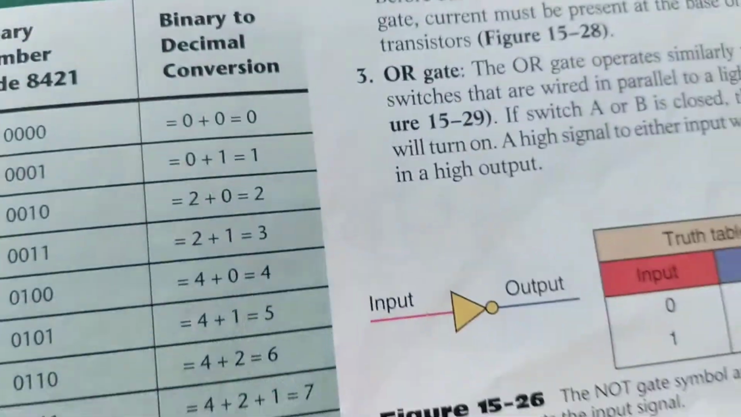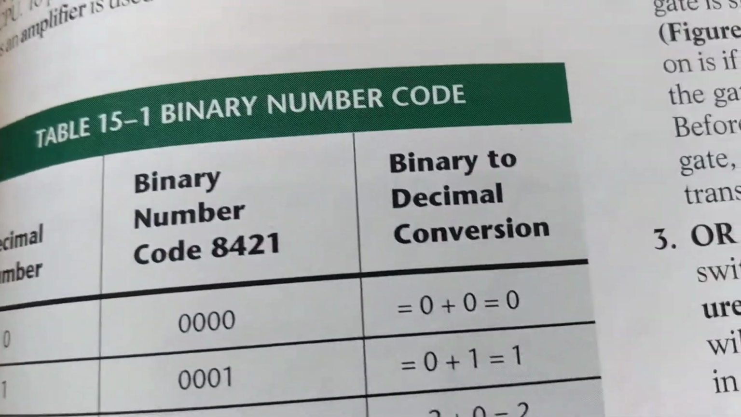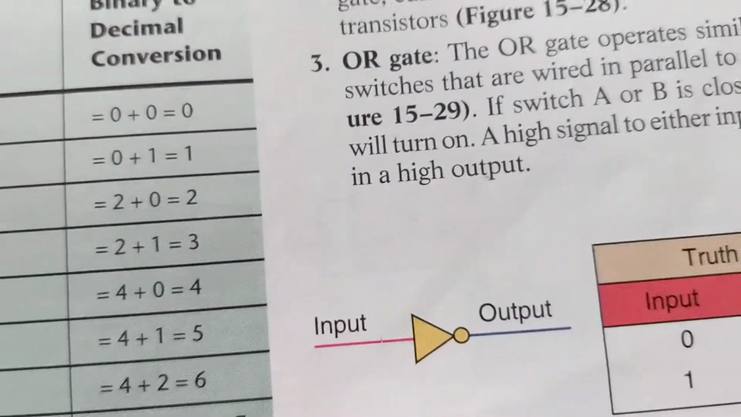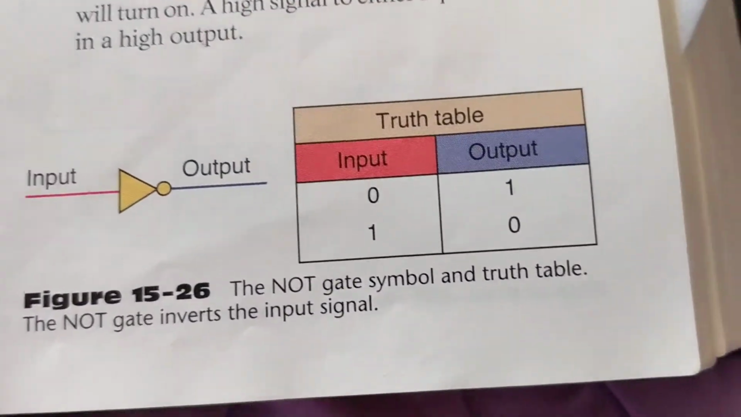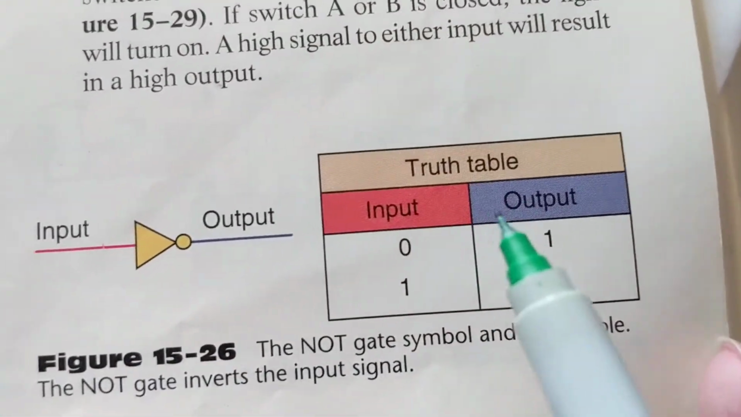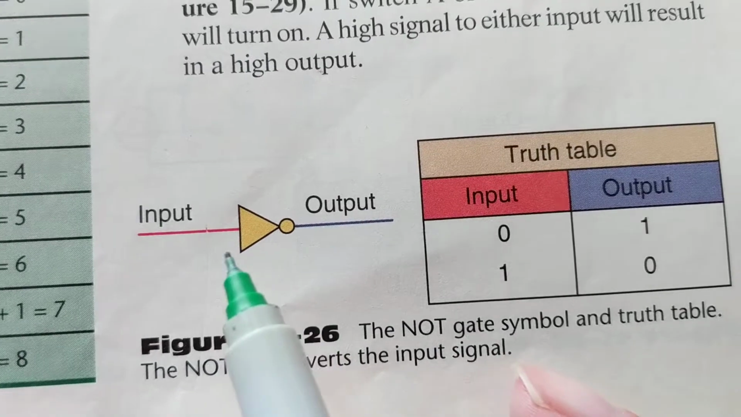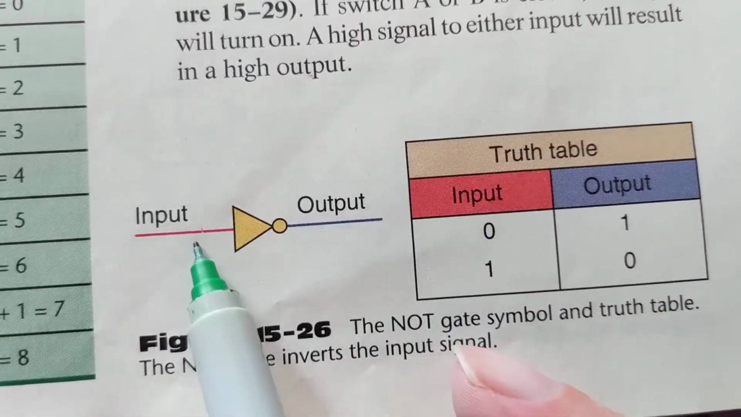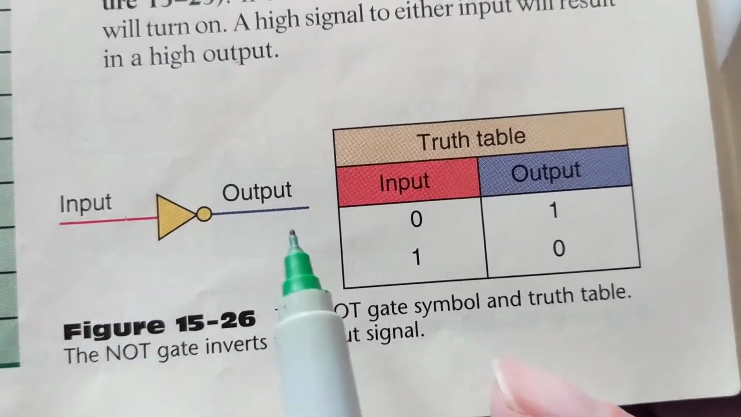Anyway, getting to what we were discussing over here. This is an input and output over here. This is a truth table. Whatever comes here is inverted. As you can see over here, 0 becomes a 1, 1 becomes a 0.